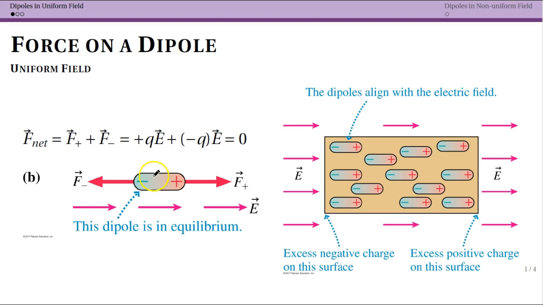Why would that be? We can break this into two parts. We can just think about the positive part and the negative part separately. The force on the positive part is given by positive Q times your electric field vector, and the force on the negative part is given by negative Q times your electric field vector. So if this is uniform, that means that these two electric fields must be equal. So if they are equal, that means that we have positive QE plus minus QE. That's definitely equal to 0. So a dipole in a uniform electric field is going to be in equilibrium. It has 0 net force on it.